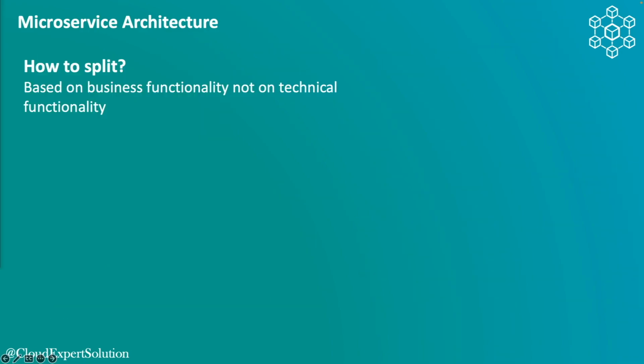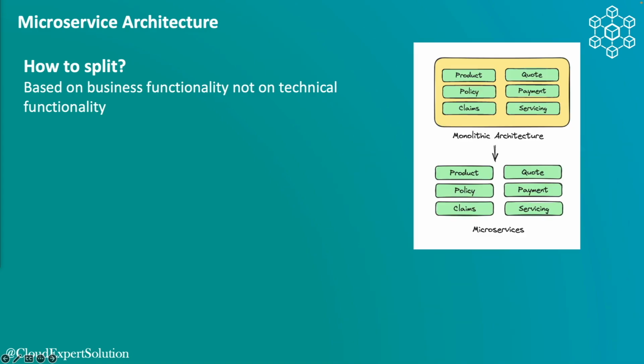We will start with how to split. When you have a monolithic application, the splitting from monolithic to microservices should be based on business functionality, not on technical functionality. If we use our previous example of the insurance application, we had product, policy, claims, quote, payment, and servicing. These are all business functionalities. If we want to convert that to microservice architecture, we may create separate services for product, policy, claims, quote, payment, and servicing. That way, we create separate modules for business functionalities, not technical functionalities.